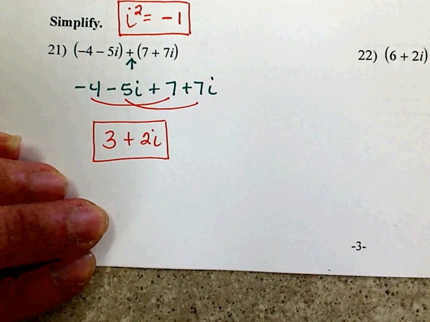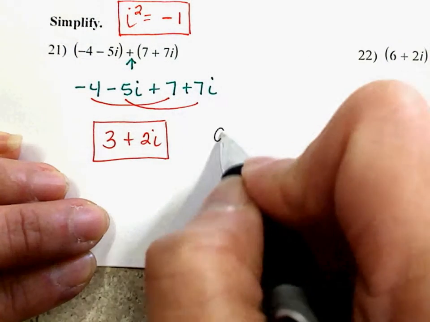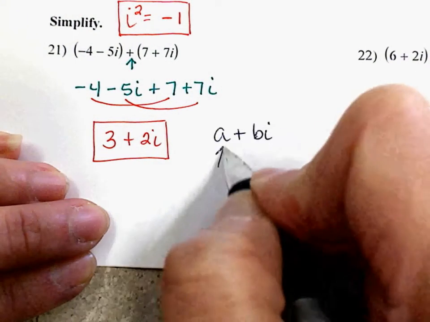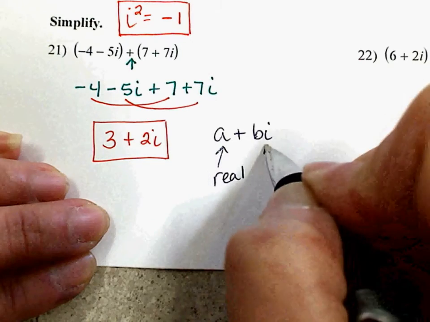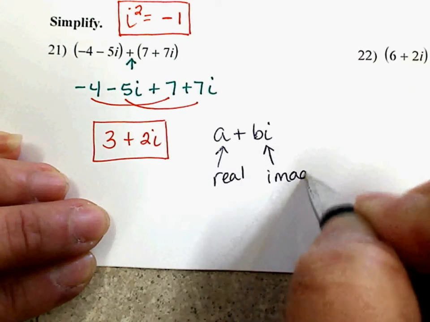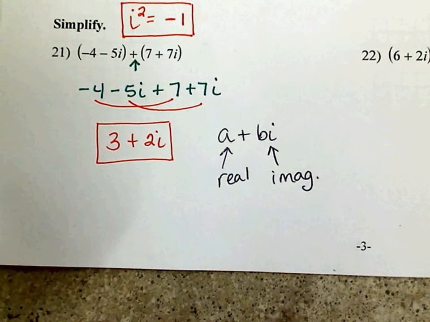By the way, put it in this form of a plus bi. Your real number first, and then your imaginary, okay? Put that in that form.